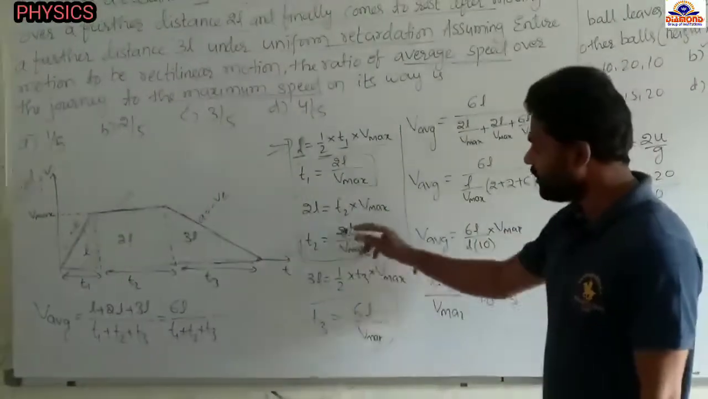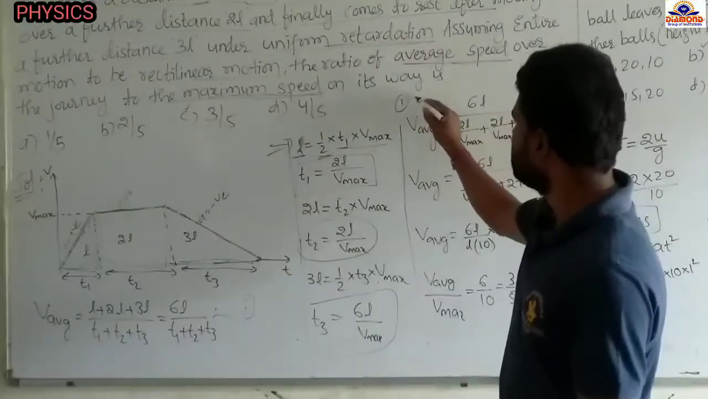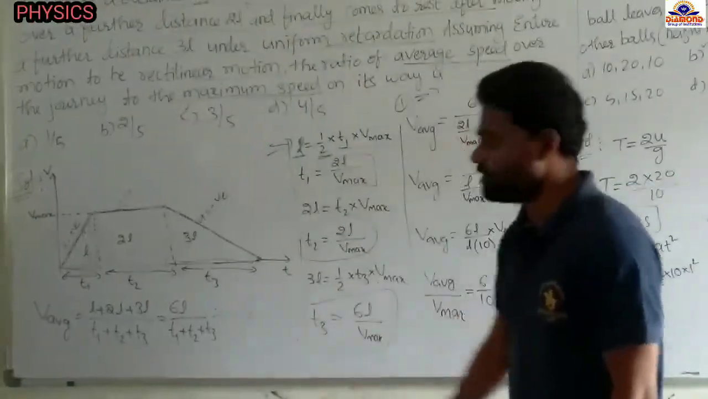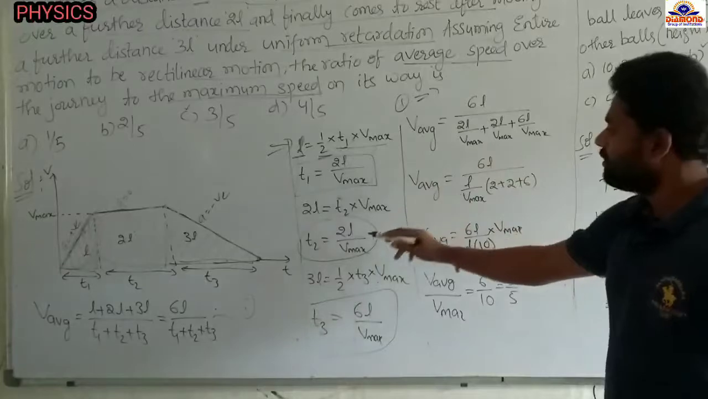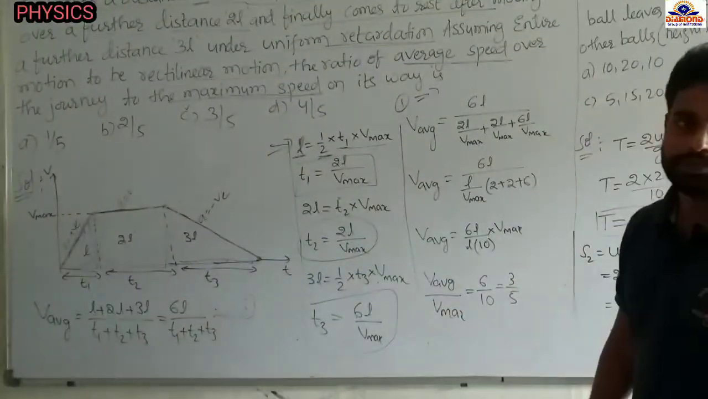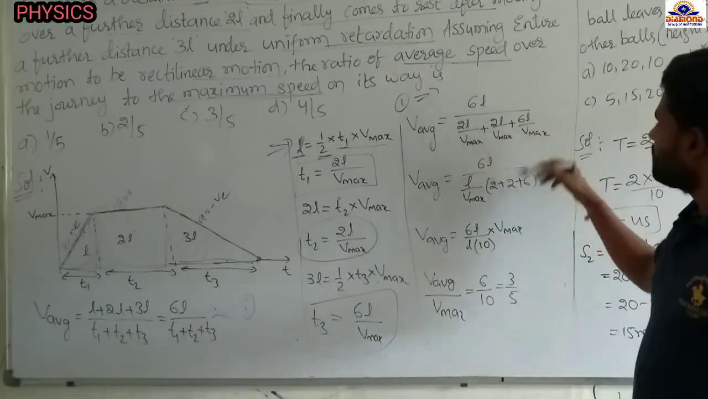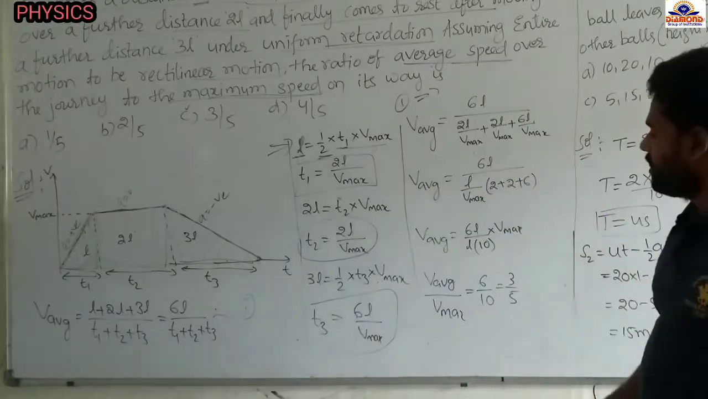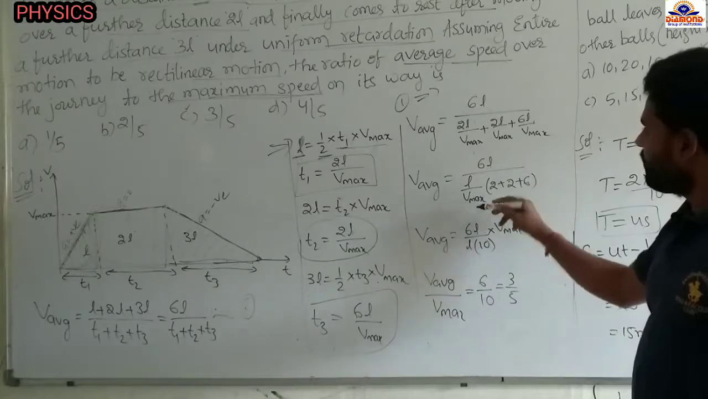Now substitute the t1, t2, t3 values in equation number 1. V average equals 6L by t1 plus t2 plus t3. The t1 value is 2L by V max, t2 is 2L by V max, and t3 is 6L by V max. In the denominator, L by V max is common, so 2 plus 2 plus 6, which is 10. So 6L divided by 10L by V max, with V max written upside.